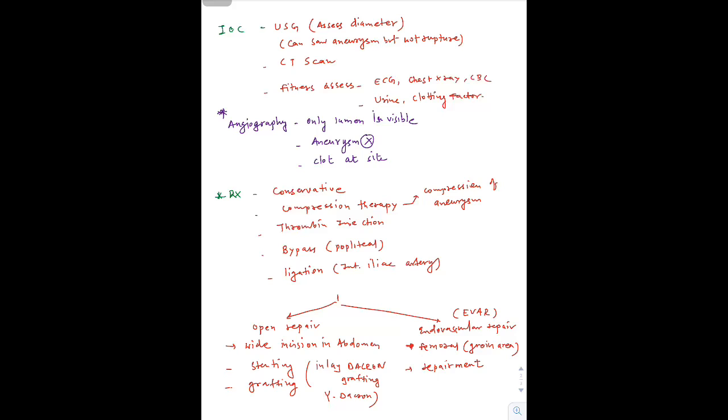So guys, this was a sneak peek into the surgical treatment of aneurysm. Before finishing this topic, I would like to tell you about some points like indication for surgery, the size of any artery at which it is indicated for surgery. Just suppose if it is an abdominal aorta, then 5.5 centimeter will be the indication for surgery.